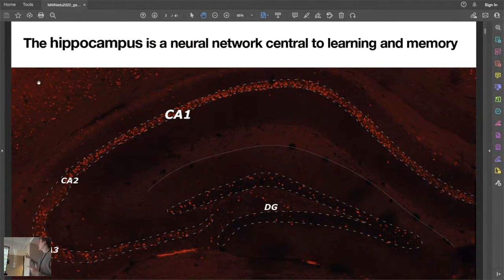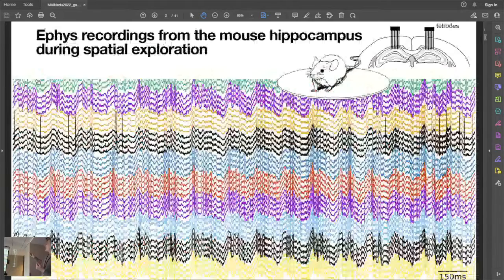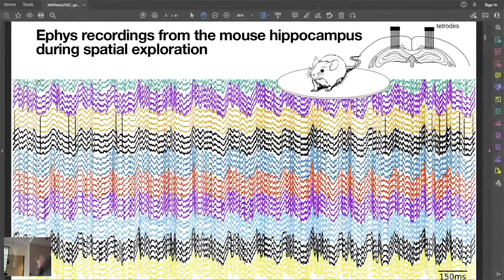So because with these structures we can span the longitudinal axis, this is a much more efficient way of recording from the hippocampus than, for example, Neuropixels, because Neuropixels are good when you want to record multiple brain regions that are basically one under the other, right?